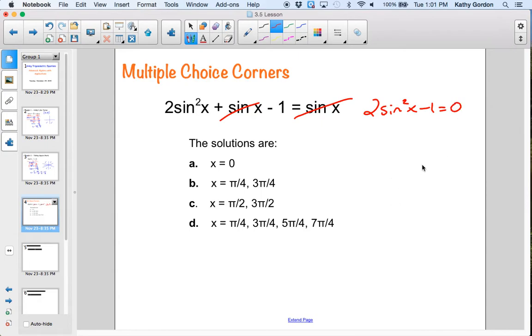So now if we try to get our sine squared by itself, we're going to end up with sine squared of x equal to 1/2. So we had to add the 1 to divide by 2. And then when we do our square root, we have to remember that this is going to be plus or minus the square root of that 1/2.